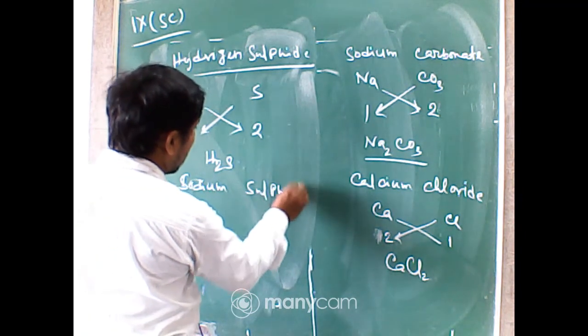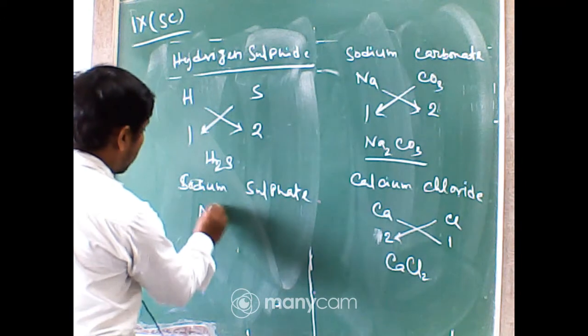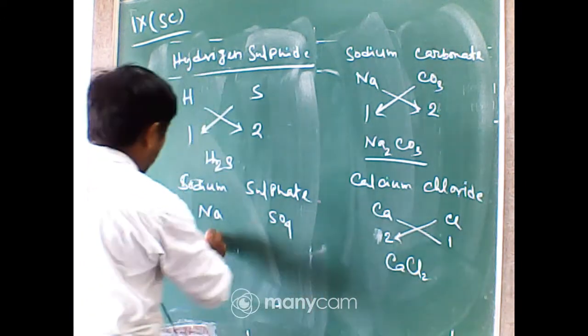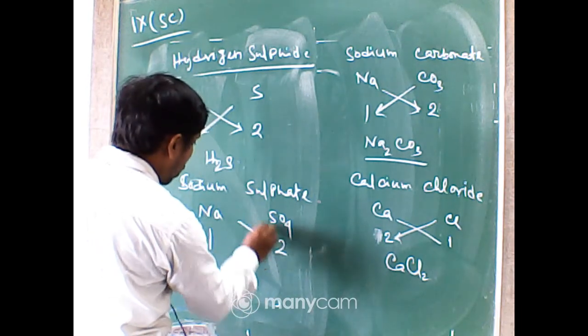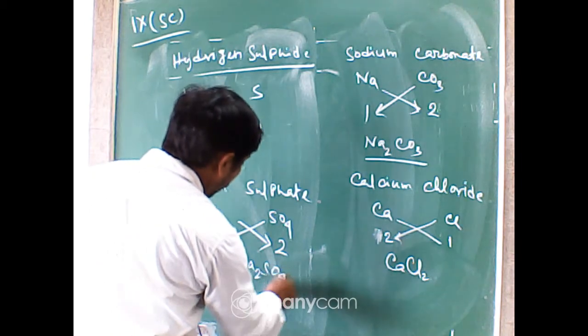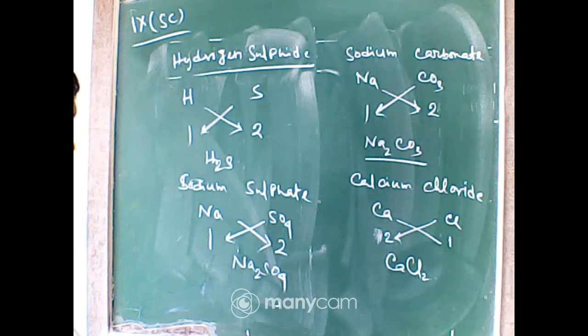Sodium sulfate. Sodium Na, sulfate SO4. Now put their valency 1, 2. Cross multiply, we will get Na2SO4. Now I have done it.